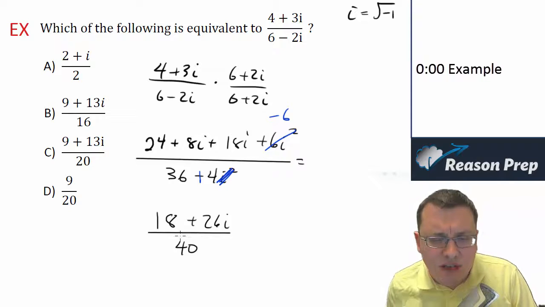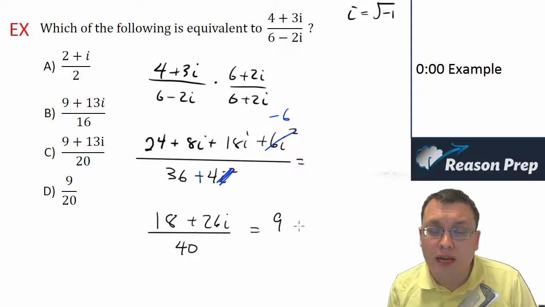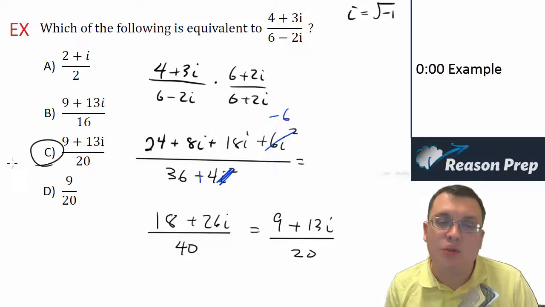And each of these terms has a 2 in it, so we can cancel out a 2. We'll get (9 plus 13i) over 20. And that leaves us with choice C.